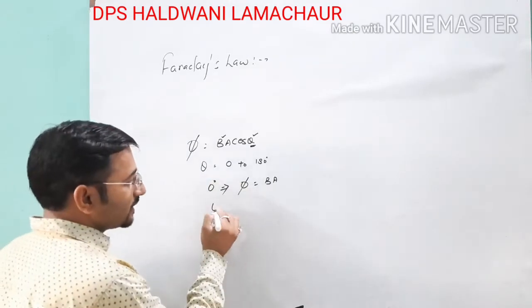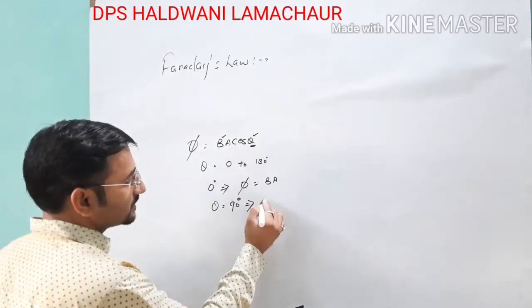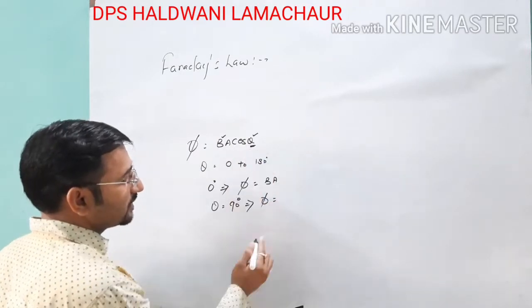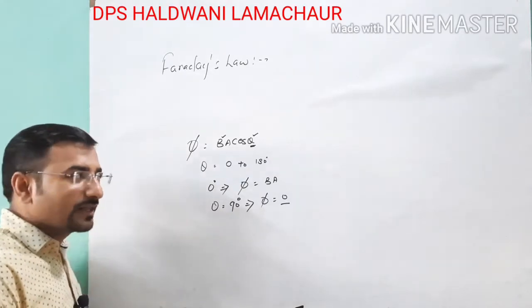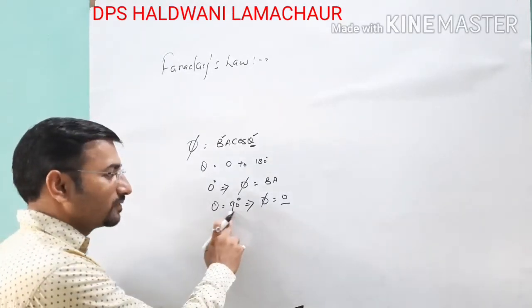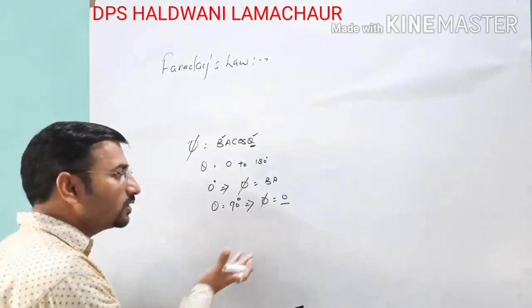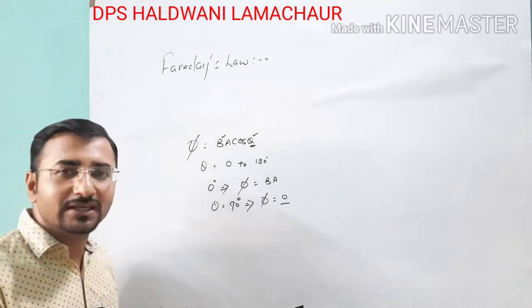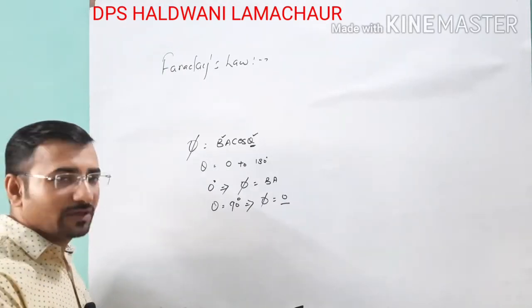In the second case, when theta is equal to 90 degrees, you substitute the value of theta and you get phi equals 0. It means that the plane of the surface is parallel to the magnetic field, or you can say the normal of the plane is perpendicular to the magnetic field.